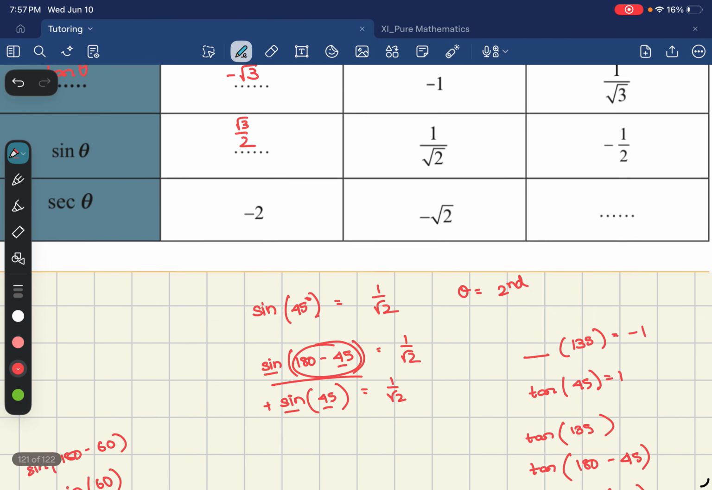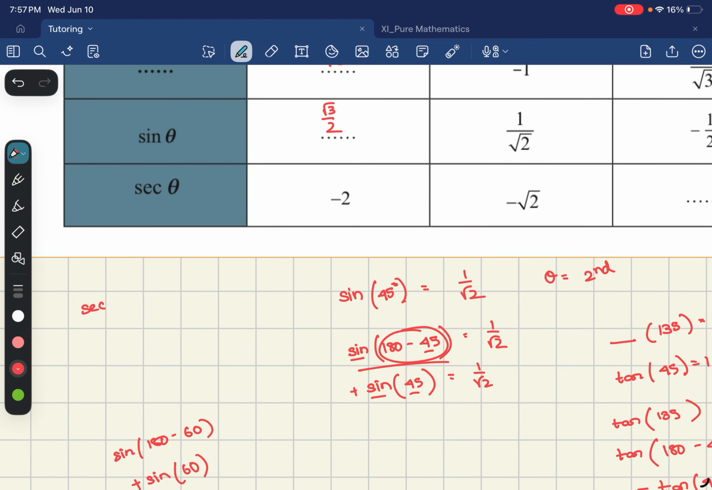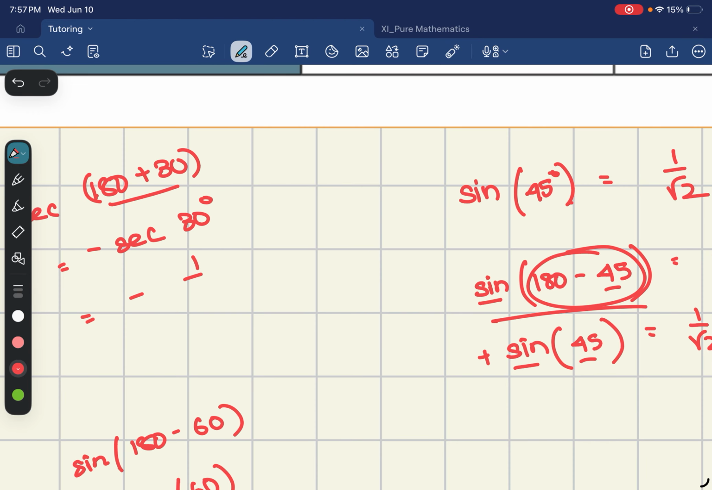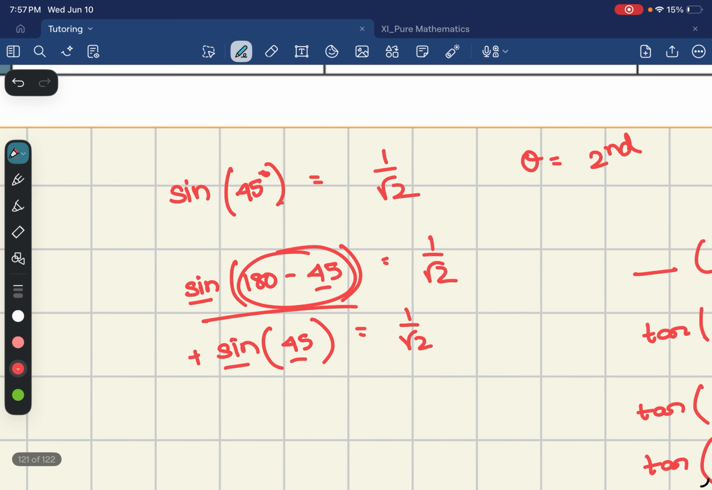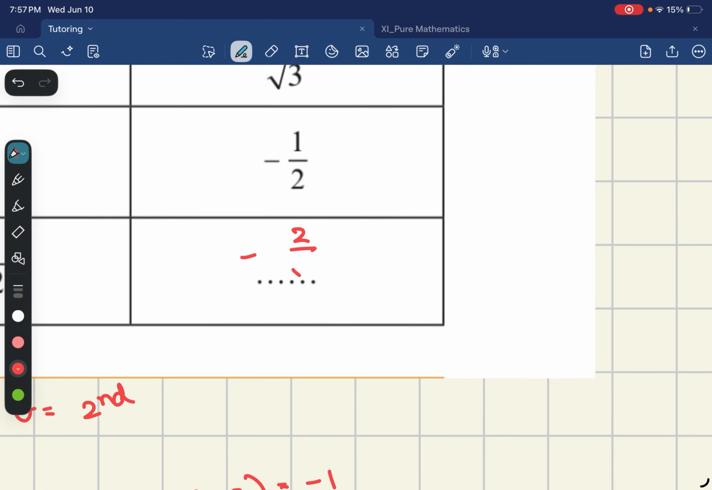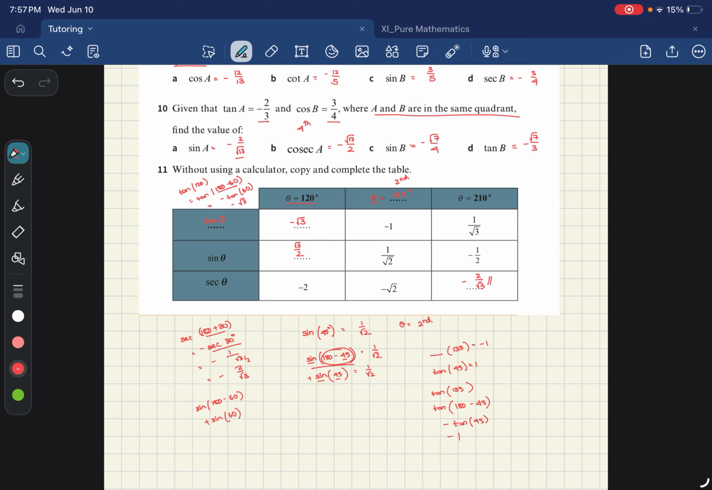So now secant 210 degrees. 210, I can write it as 180 plus 30 degrees, which simplifies to secant 30 degrees. But secant is negative because this is in the third quadrant. I can write secant 30 as 1 over cos 30, and cosine of 30 is just root 3 by 2, so 2 by root 3. So if you simplify, you get negative 2 over root 3. That is your solution. And we are done with this topic.